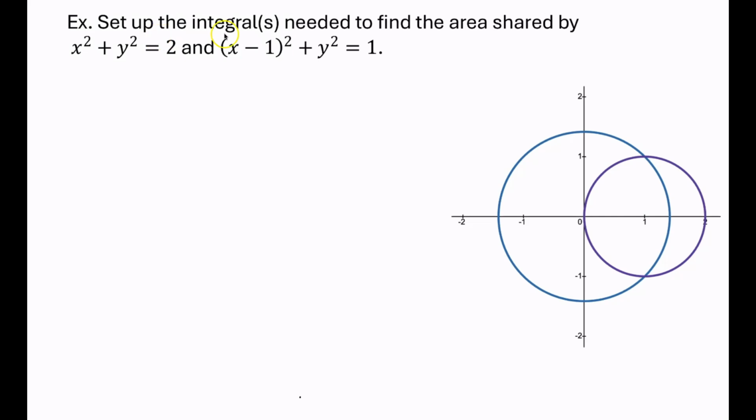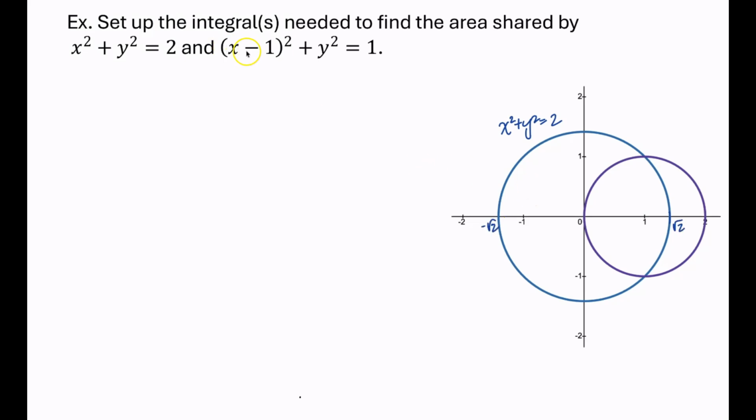In this example, we want to set up the integral or integrals needed to find the area shared by x squared plus y squared equals 2 and the quantity x minus 1 squared plus y squared equals 1. Notice that the graphs are given, but my equations are provided in rectangular form. So the circle x squared plus y squared equals 2 is the one that is centered at the origin with the radius of the square root of 2. So we have x squared plus y squared equals r squared. So the radius is the square root of 2.